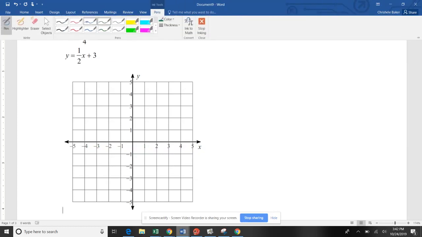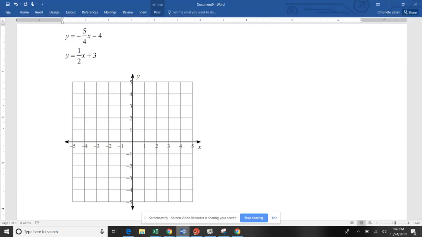This video lesson is about solving systems of equations by graphing. So a system of equations is when you have more than one equation and you are going to find the ordered pair that satisfies both equations.